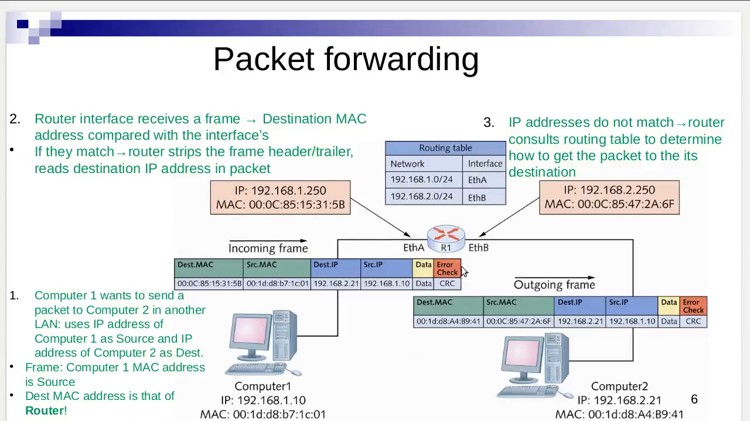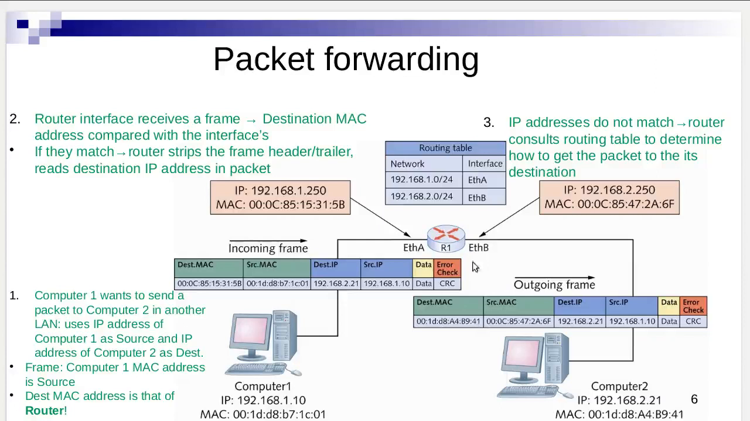On this side, you will have not only the switching table, which is internal to the router, but you'll also have a list of MAC addresses only on this side, that is the Ethernet B side of the network. And so it'll have something like an ARP cache. And so it'll know that any message going out to 192.168.2.21 should go to this MAC address 001D D8A4B941, which is the MAC address of computer 2.